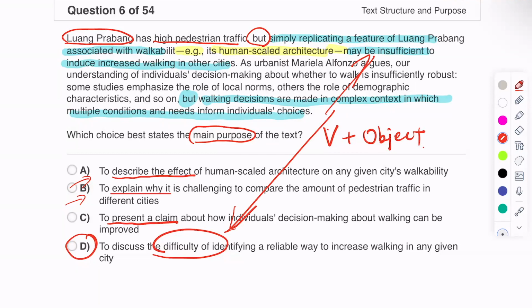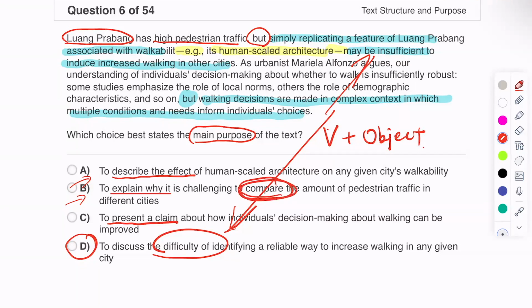So to tackle this one easier or faster, you just find the tone, negative, and only D in all the answer choices is kind of negative. Maybe someone thinks, why not B? Because B is also challenging, right? Challenging is negative. Why is challenging to compare? Are we talking about comparing something?